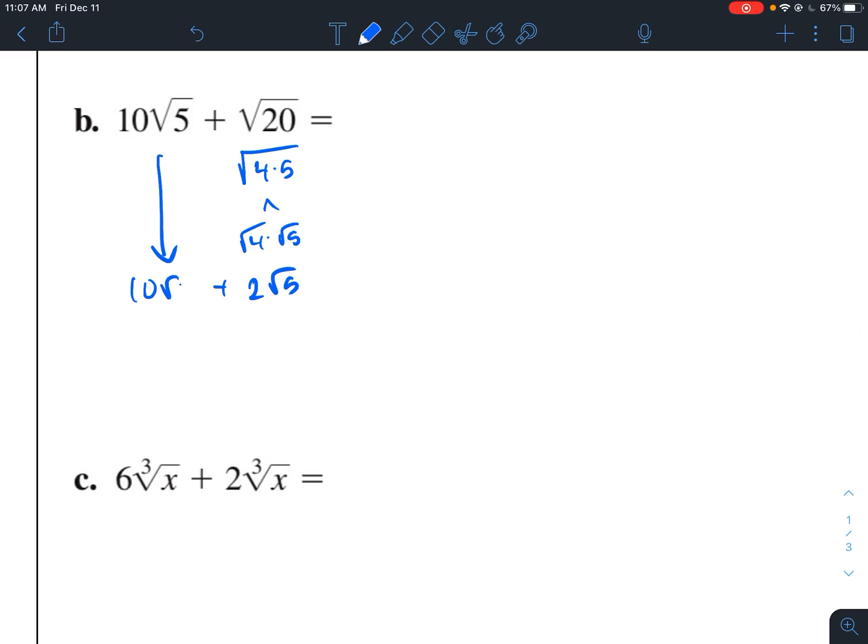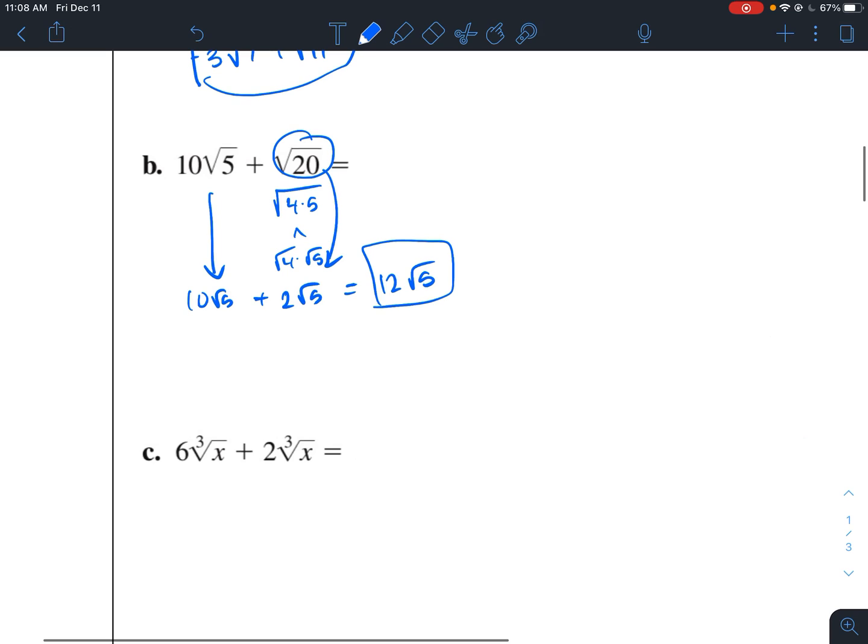So I have 10 square root of 5 plus 2 square root of 5. I simplified this to be 2 square root of 5. So if I have 10 square root of 5 plus 2 square root of 5, I can add the coefficients, and this is 12 square root of 5, sorry. And that's that.